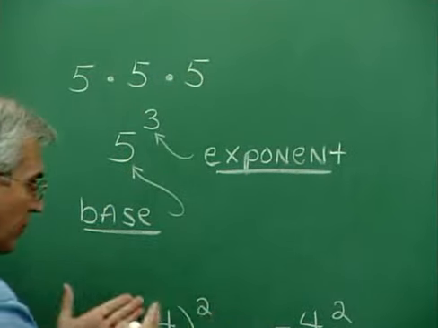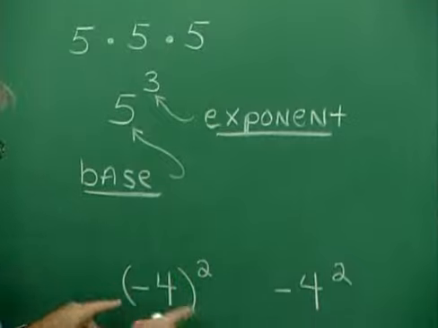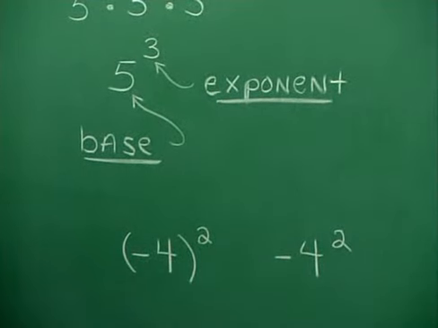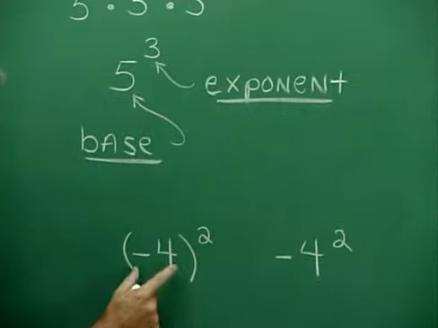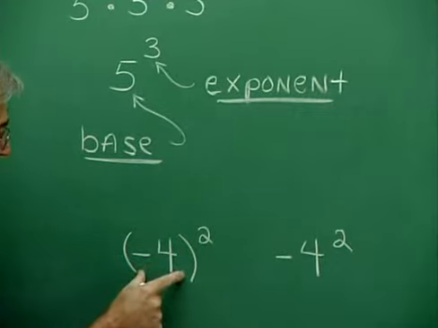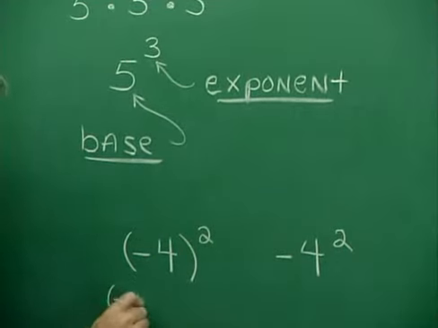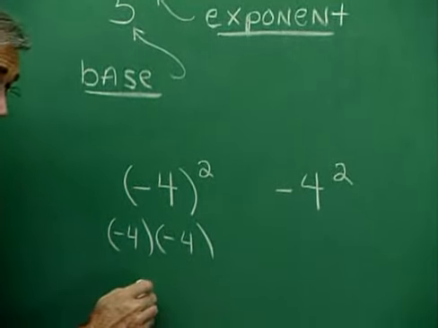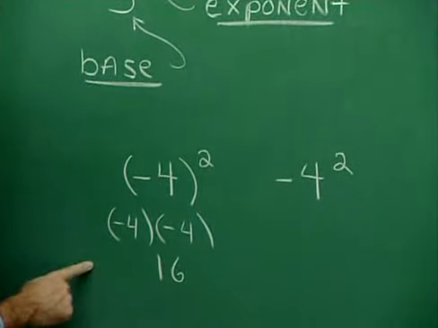Now, these two look pretty much the same, except this one involves a parenthesis, and I'm illustrating here the most commonly made mistake in dealing with exponents. In this situation, the negative 4 is the base of the exponent. So we have 2 factors of negative 4. This really means negative 4 times negative 4, or positive 16.